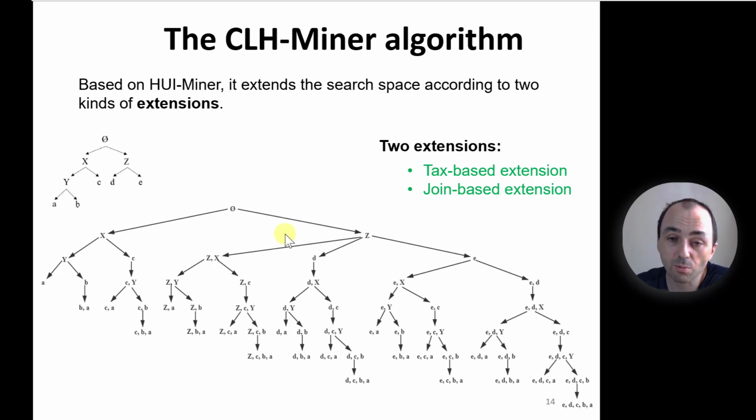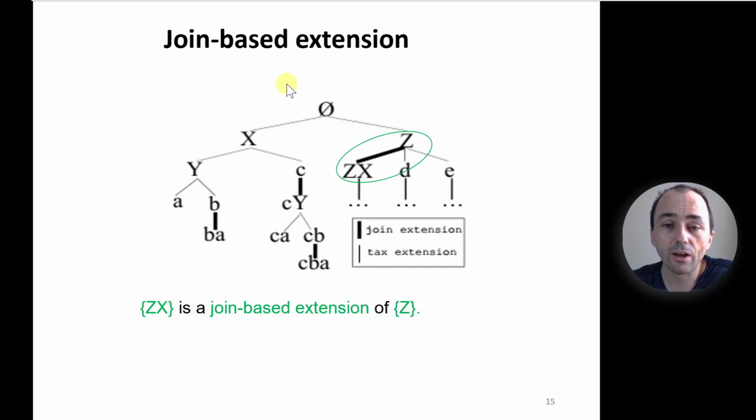And to explore this search space, we only need to do two operations, which we call the tax-based extension and the join-based extension. Let me explain what it means. Here I use a smaller search space to explain the idea. So what is a join-based extension?